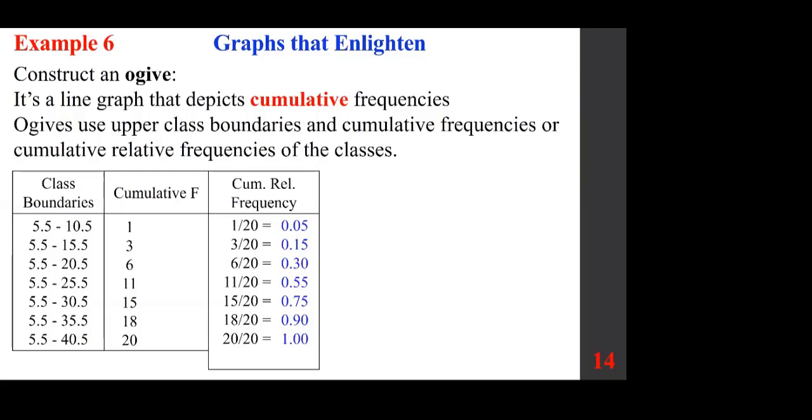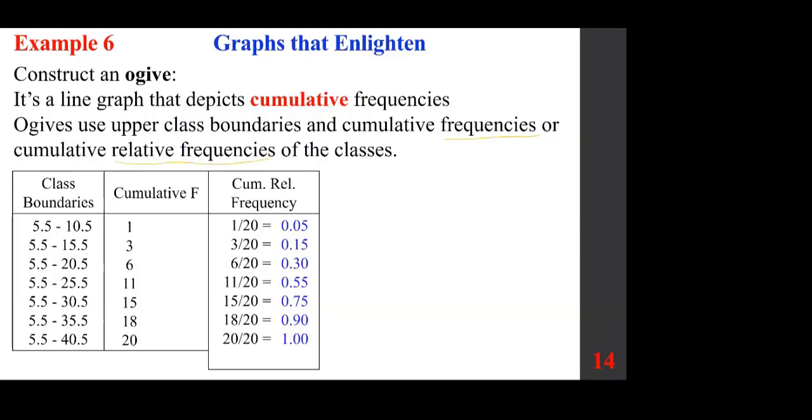And ogives use upper class boundaries and cumulative frequencies or cumulative relative frequencies of the classes. What do we mean by that? The lower boundary of the first class, okay, so you have your horizontal line, you have your vertical line. Your horizontal line are the boundaries, end of the story. What about the vertical? The vertical line is either the frequencies or relative frequencies.